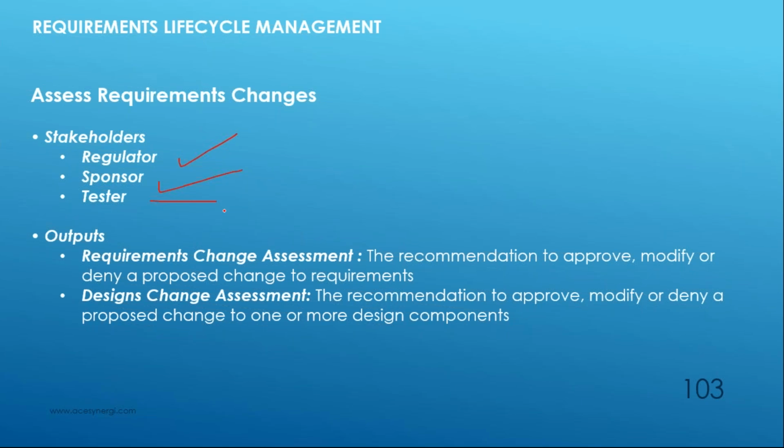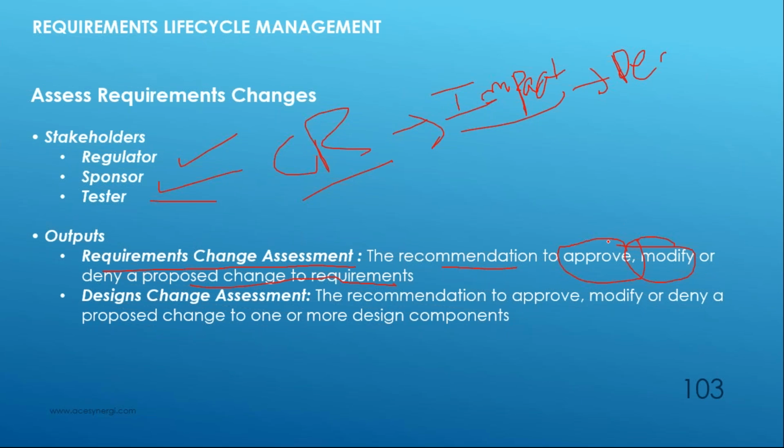This is very important when we speak about the outputs. Everything is related to the requirement and design. So requirements change assessment, the recommendation to approve. This is approve, modify, or deny a proposed change to the requirements. So if a CR, change request, has come, you will do an impact analysis, and once you have done the impact analysis based on many parameters, you will decide on that change whether you will approve it, whether you will modify it, or you'll deny the proposed change to the requirements. Same will you do with the design also. These both have to be considered. And if you see, these both are the outputs that we got because of requirement analysis and design definition.